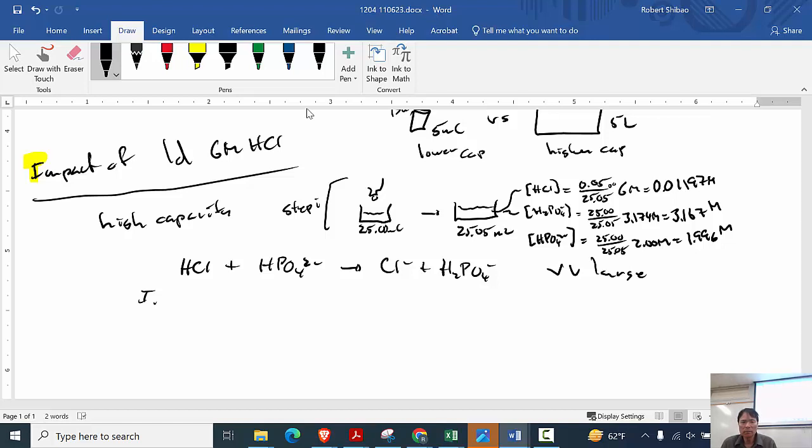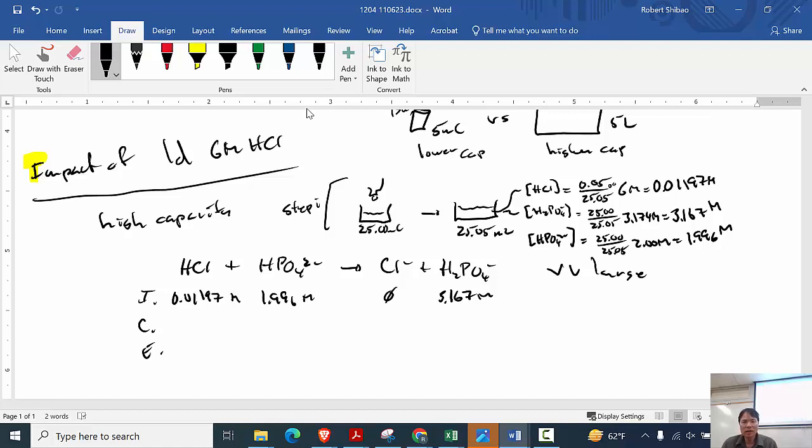All right, so here the HCl, after solution dilution, we have 0.01197. HPO4 2-, we have 1.996. Chloride, we have 0. H2PO4-, we have 3.167. These are all molar. Now, your book uses moles sometimes, but at the end they have to convert it back to molarity. You could use moles or millimoles if you prefer.